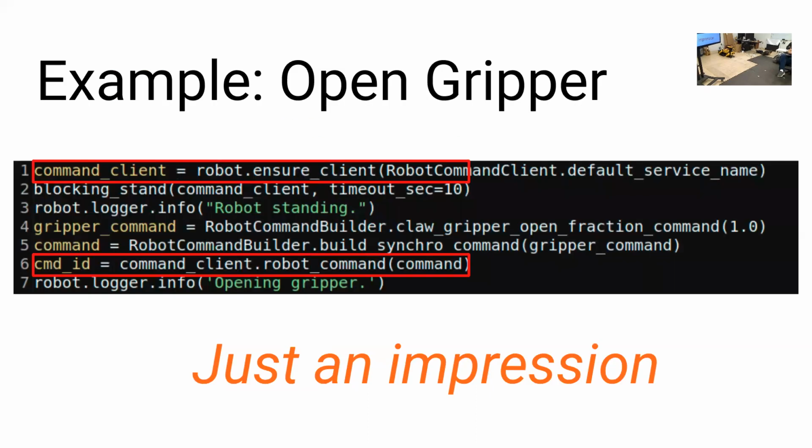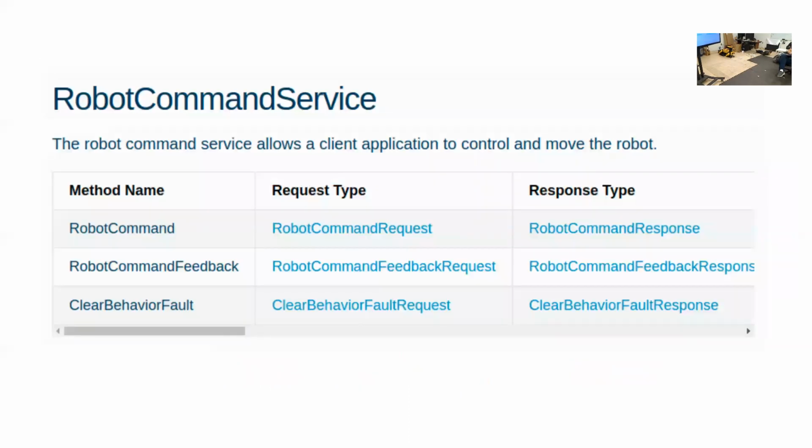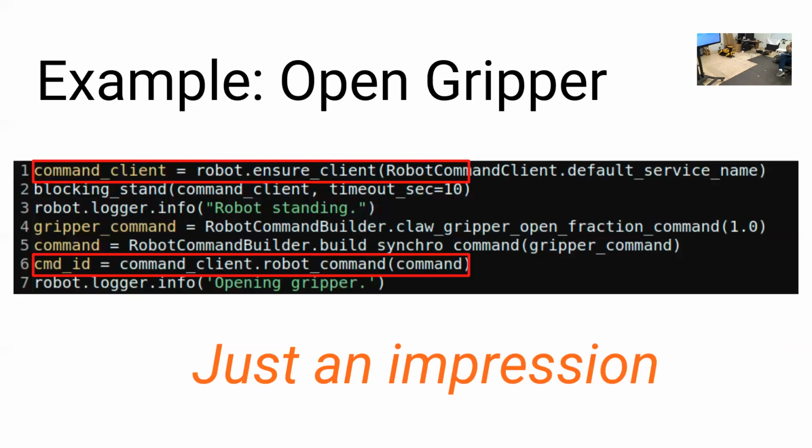So that's for opening the gripper. What you can see is you're building a gripper command, and you want to open it, so you set the opening to be 100%. And then you send this command. That's roughly how it looks at a high level. You build the gripper command, and that goes into the command builder to get out a command, and then that gets sent.